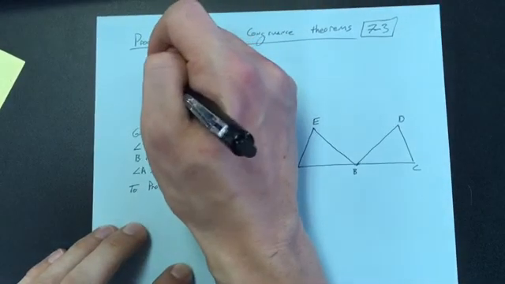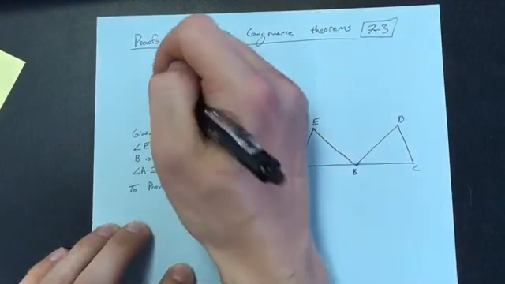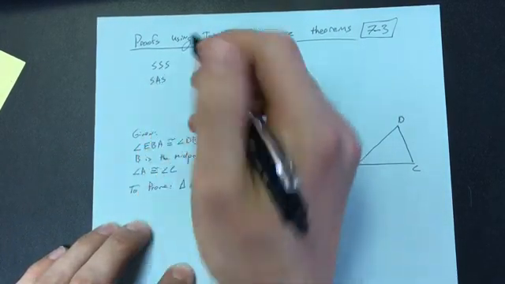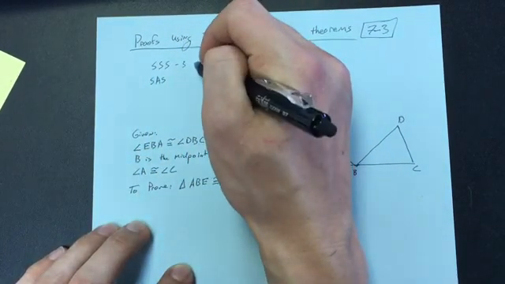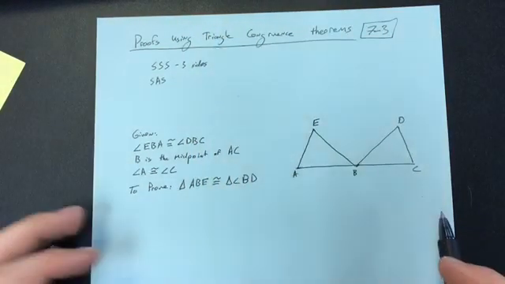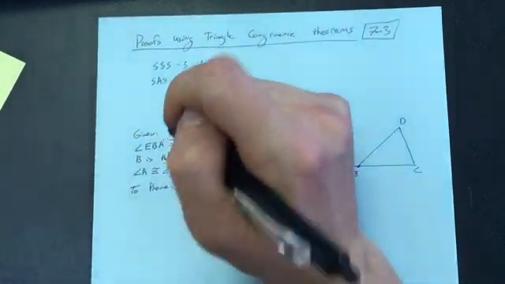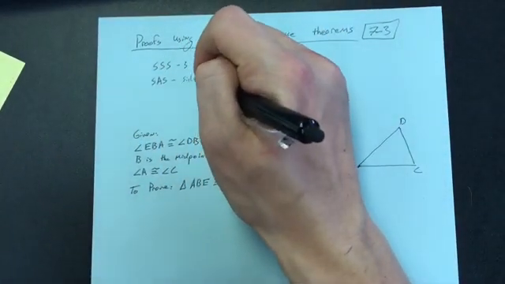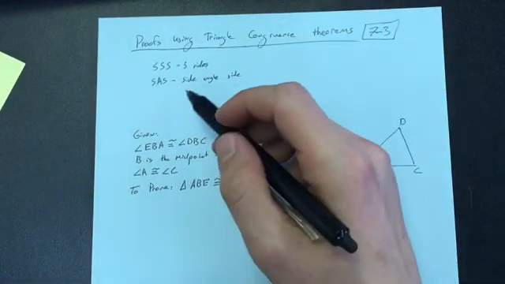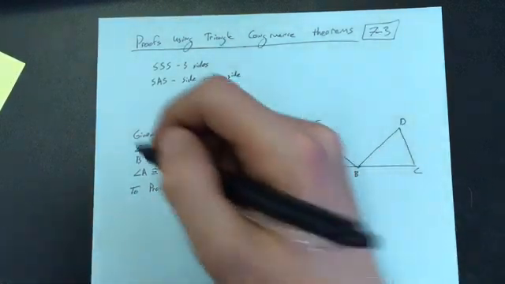We have the SSS triangle congruence theorem. We have the SAS triangle congruence theorem. Remember, side, side, side. Two triangles with three congruent sides will give us two congruent triangles. Side, angle, side. Two triangles with a side that's congruent, an angle that's congruent, and another side that's congruent. That'll give us two congruent triangles.